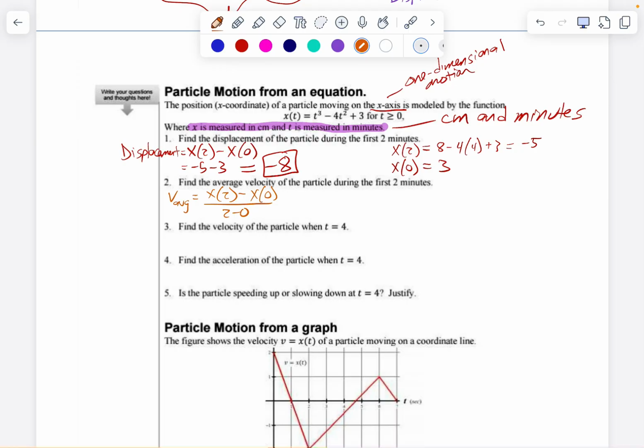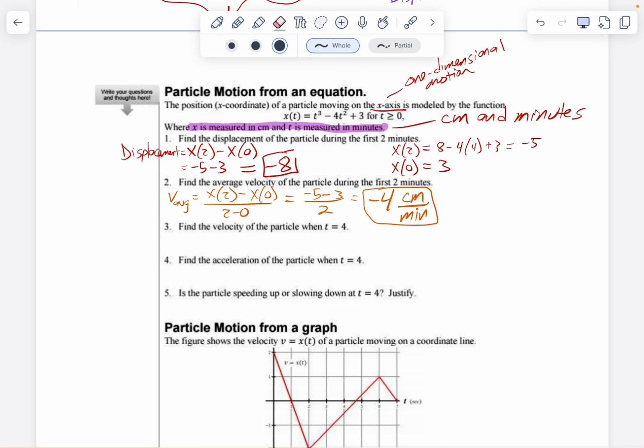All right, we already know x of 2 and x of 0, actually. So negative 5 minus 3, over 2. So this is negative 4. Is it okay to leave it as negative 4? No. You have to label it. Centimeters per minute. By the way, I should have done that on this negative 8.